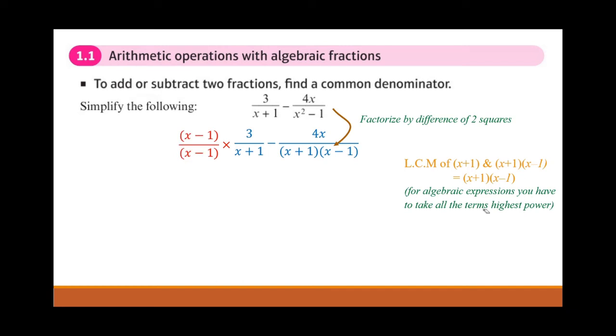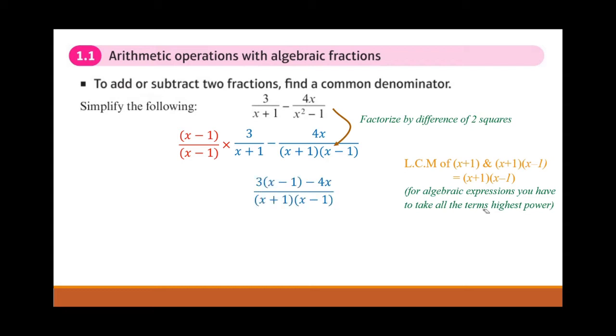Once you get the LCM, multiply the fractions with the missing factor to make that denominator the same, right? So for the first fraction, we have x plus 1, but we don't have x minus 1. So we need to multiply that with x minus 1 over x minus 1. But the second fraction has both the terms, right? x plus 1 and x minus 1. So you don't need to multiply that with anything.